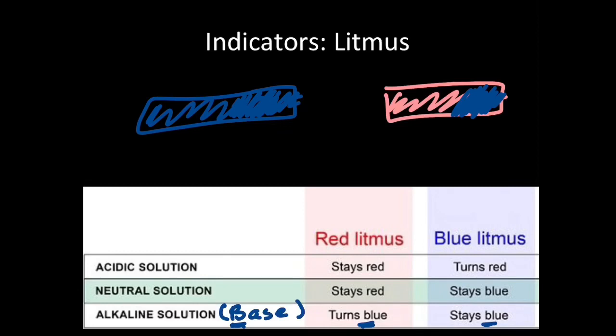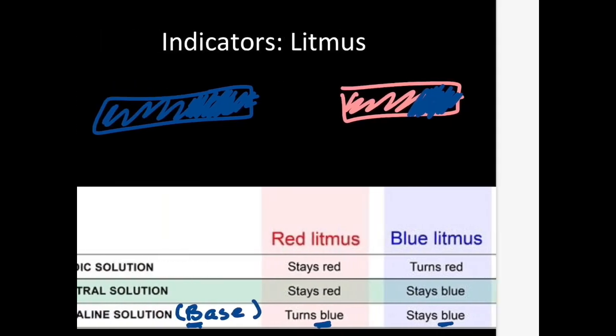So regardless of which color paper you start with, they're going to adjust and change the same. All right, neutral, they're also going to stay their same color, so you'll also see that as well. But when we talk about acids and bases, that's how your litmus paper is going to change.